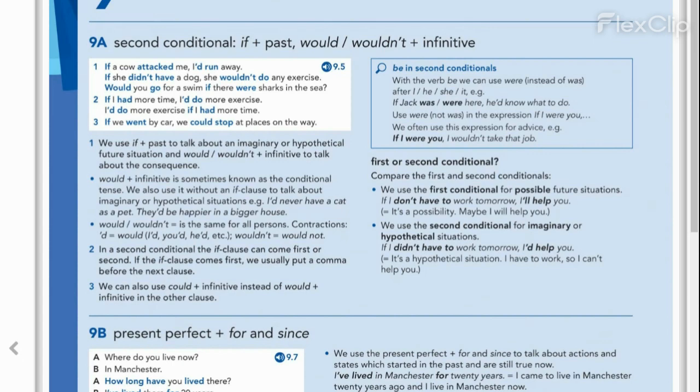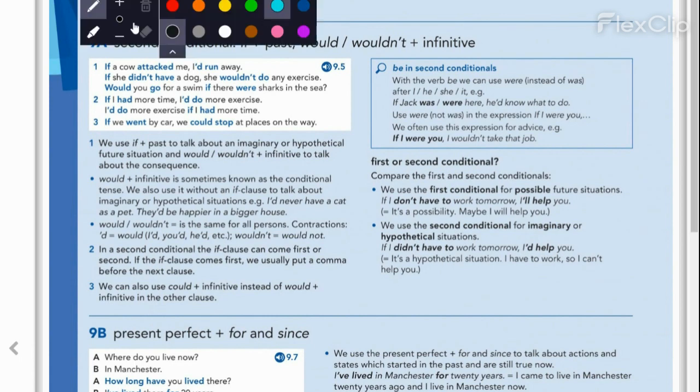We are going to see the second conditional, okay? Do you remember that before we have been dealing with the first conditional? Well, today we are going to deal with the second conditional. Let's see what's the difference between them. Well, we are going to compare two cases.